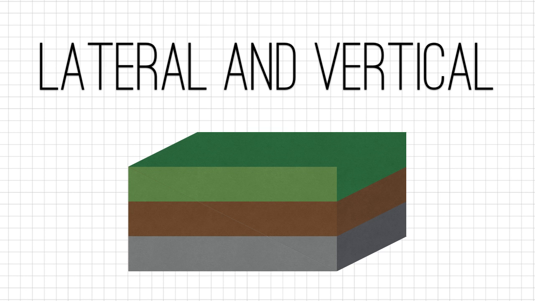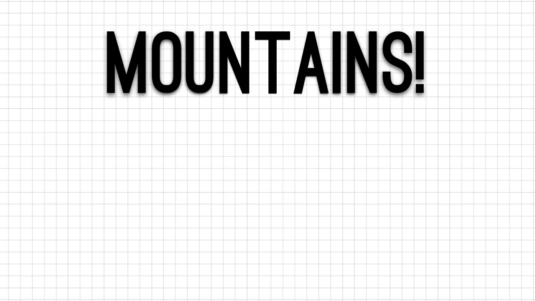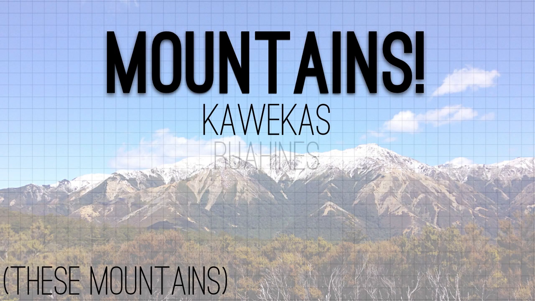But what happens when you have both a lateral and vertical movement within a fault? Well, these are called oblique faults, and they occur when you have a combination of the shearing force found in transform or strike-slip faults, and also you have the compression or tension found in the dip-slip fault. These create some really cool-looking mountains. Some examples are the Kawekas and the Ruahine Mountains in New Zealand.